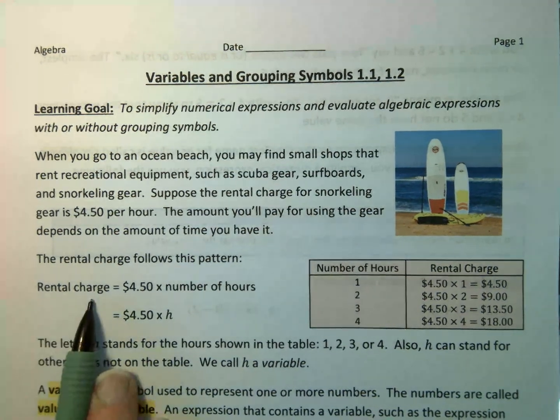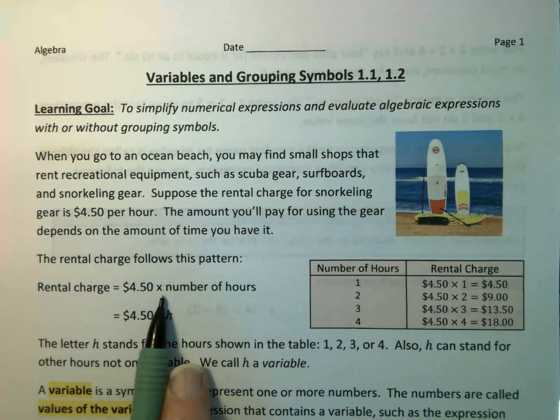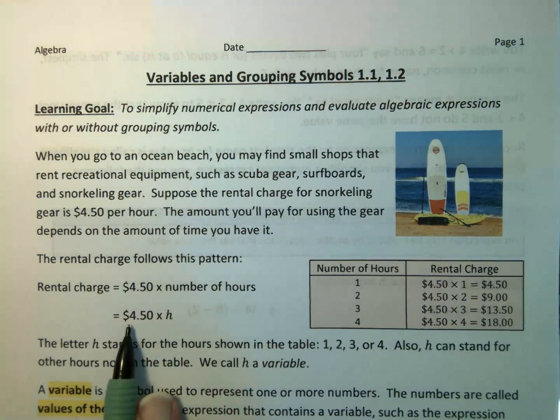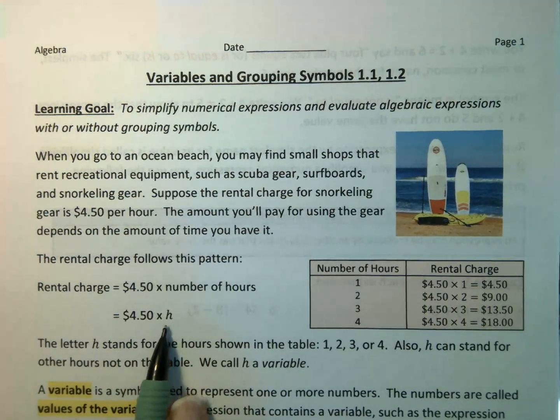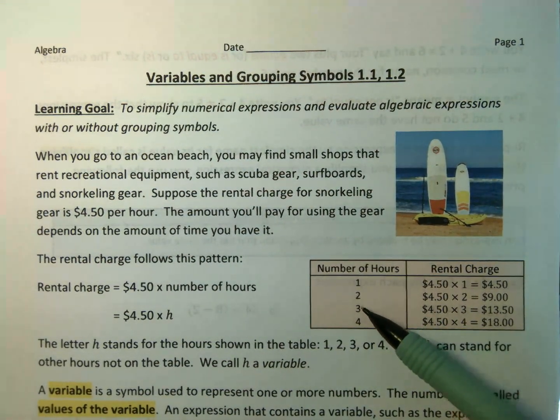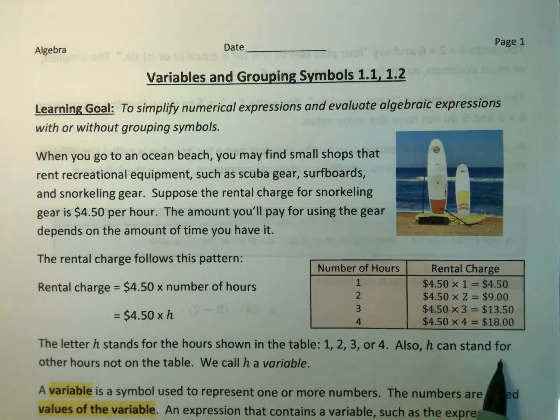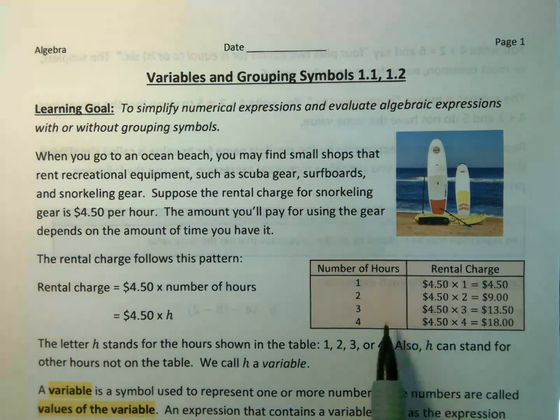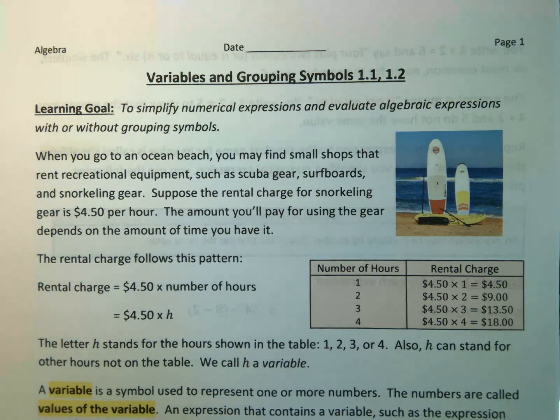So here's your rental charge. It's $4.50 times the number of hours, or $4.50 times H. The letter H stands for the hours shown in the table. So here, if we look at this, we're looking at 1, 2, 3, and 4 hours. Also, H can stand for other hours that are not on the table, and we call H a variable.